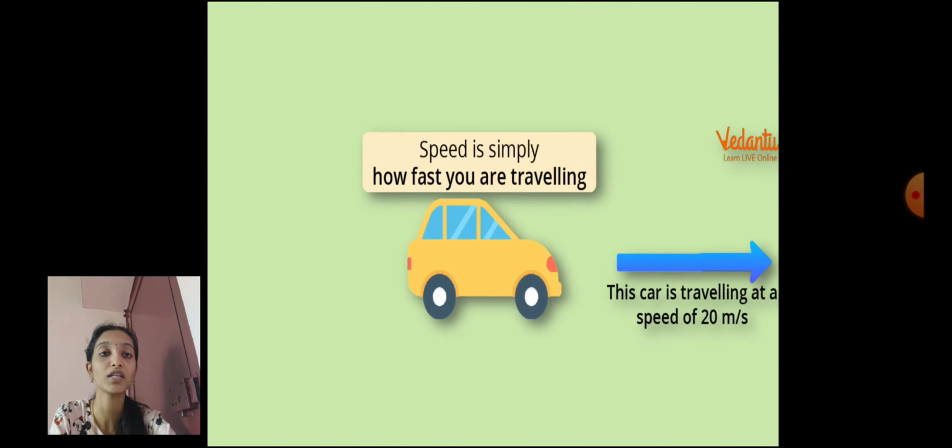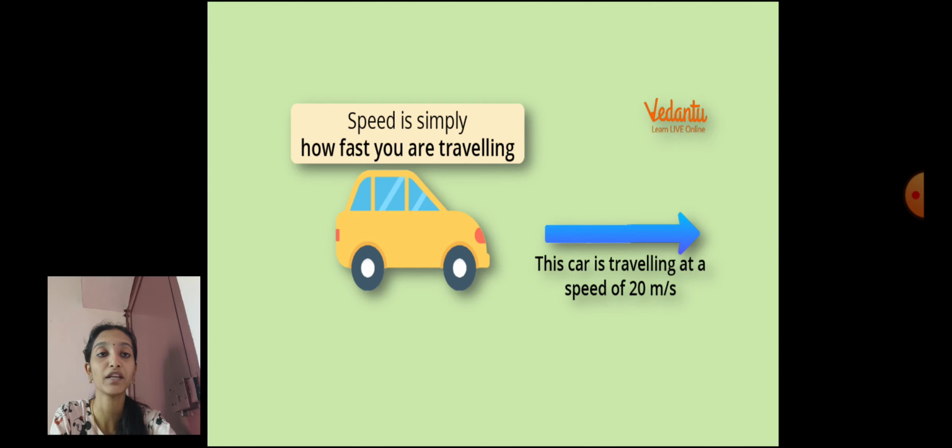Let's see what speed is in this picture. Speed is simply how fast you are traveling, at a particular time, a particular speed that denotes the speed. The car is traveling at a speed of 20 meter per second.